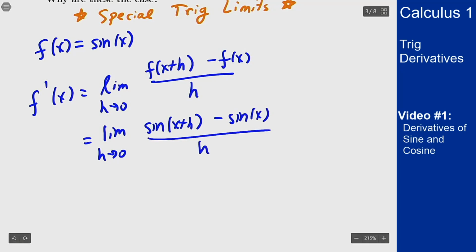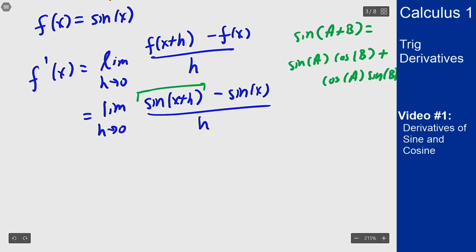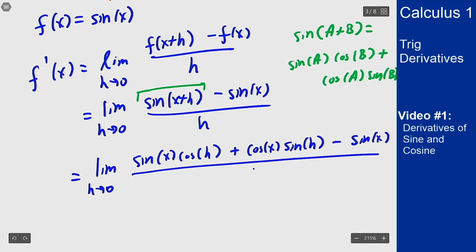Now I want to use our sum formulas for sine to simplify out this term right here. So we know that sine of a plus b, by our formulas from normal trig stuff, is sine a cosine b plus cosine a sine b. And so we can plug that in here. That makes this become the limit as h goes to 0 of sine x cosine h plus cosine x sine h, and then still minus sine x, all over h.